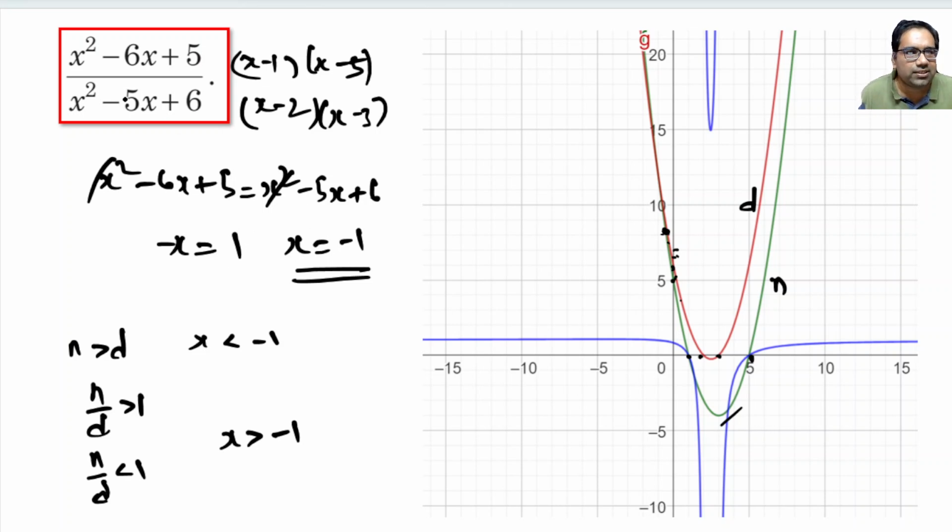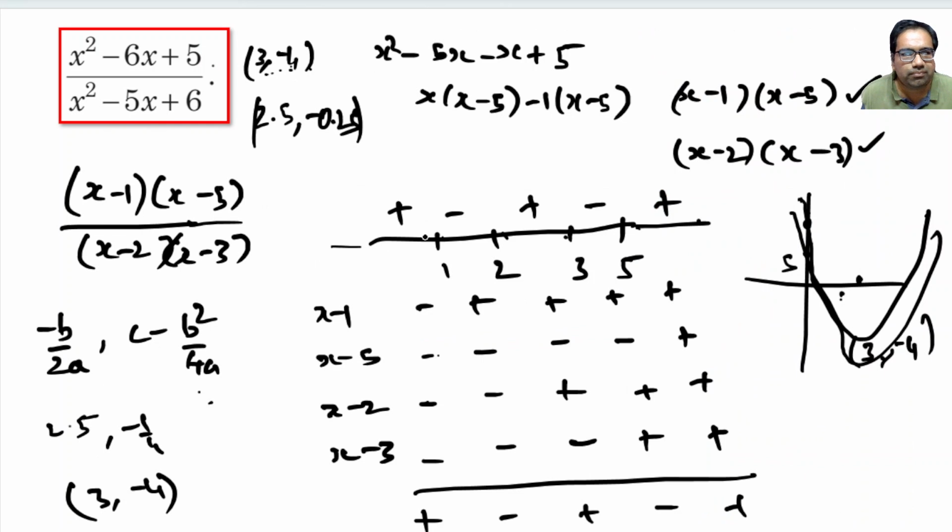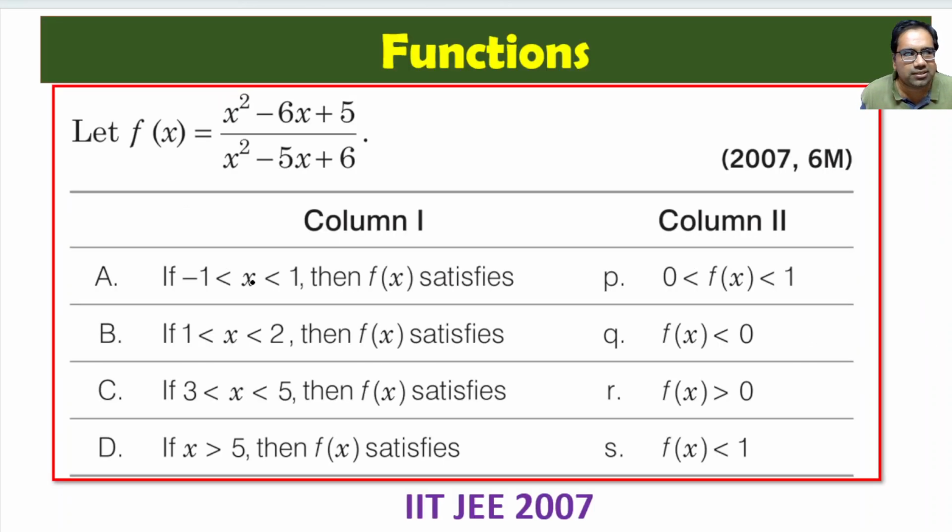And this function, the ratio, when is it positive, when is it negative? Below minus 1 it is positive, between 2 and 3 it is positive, greater than 5 it is positive. Now let us understand the question. What is it that we are given? Minus 1 less than x less than 1. Then f of x.